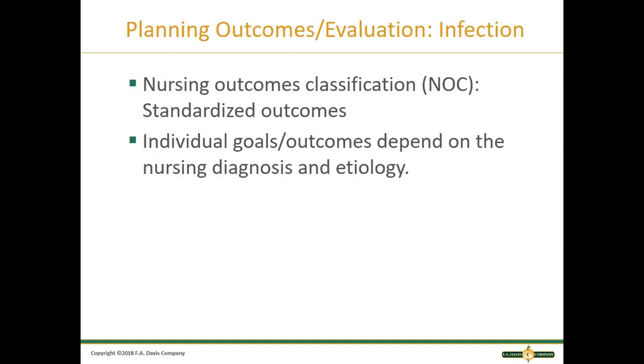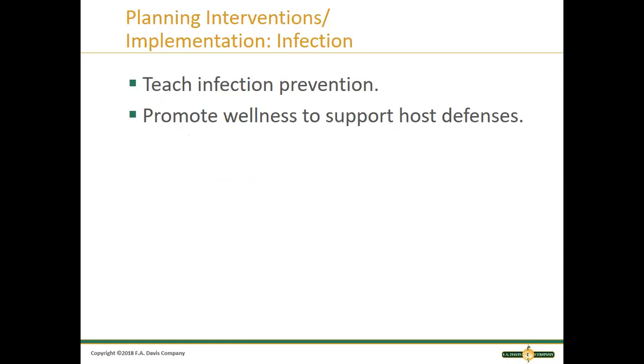And then some of our planning outcomes or evaluations in regard to infections. There are just some standard outcomes. What do you want to do with them? And then always remember, though, use those individual goals and outcomes, and that's dependent on that nursing diagnosis and the etiology. Why do they have an infection? What's going on? So always make sure that it's individualized as well. Don't make it a standardized goal.